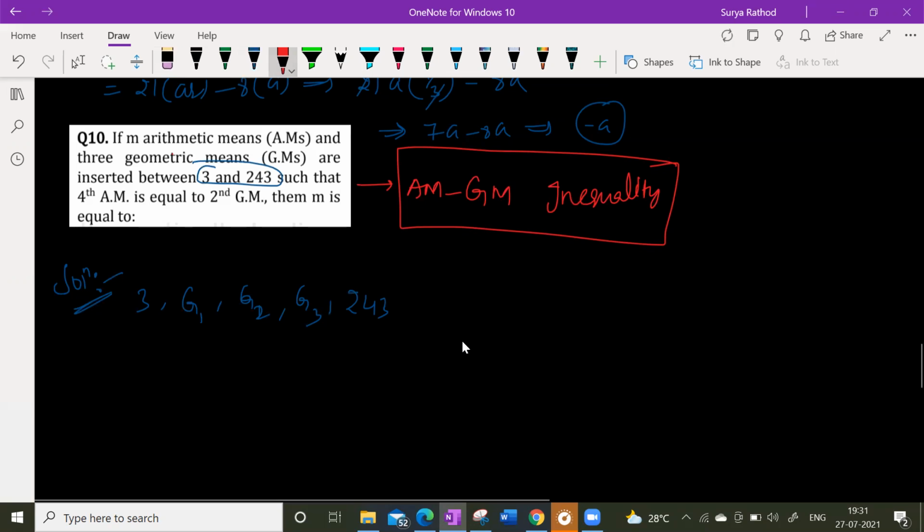This is a homework question. Everyone should solve this question. I have given a clear-cut formula. Straight away, just apply the logic and solve this question. We'll meet in the next session.